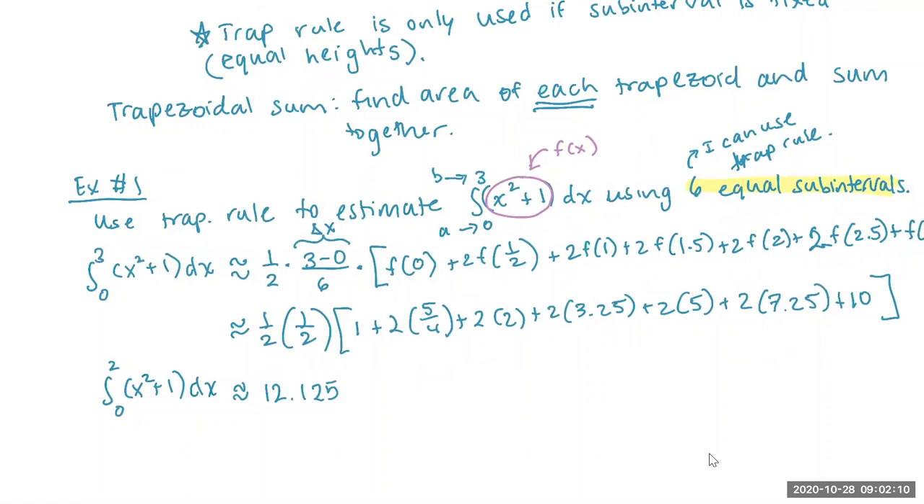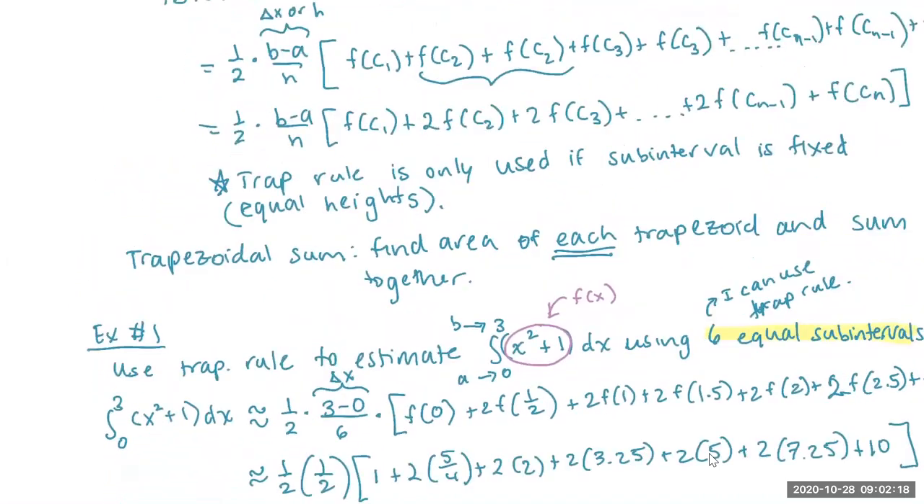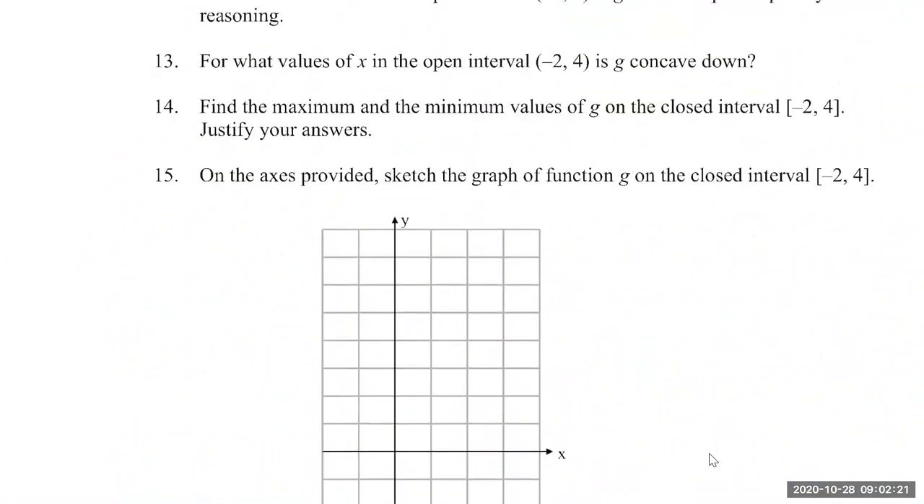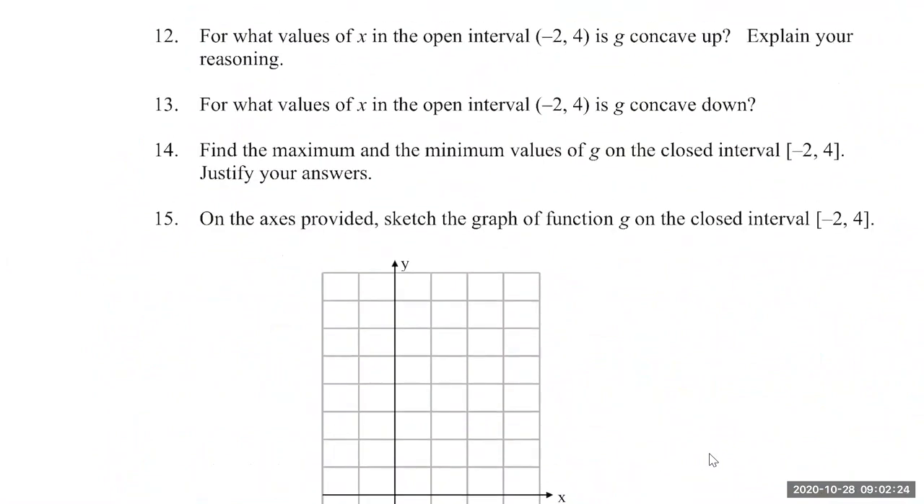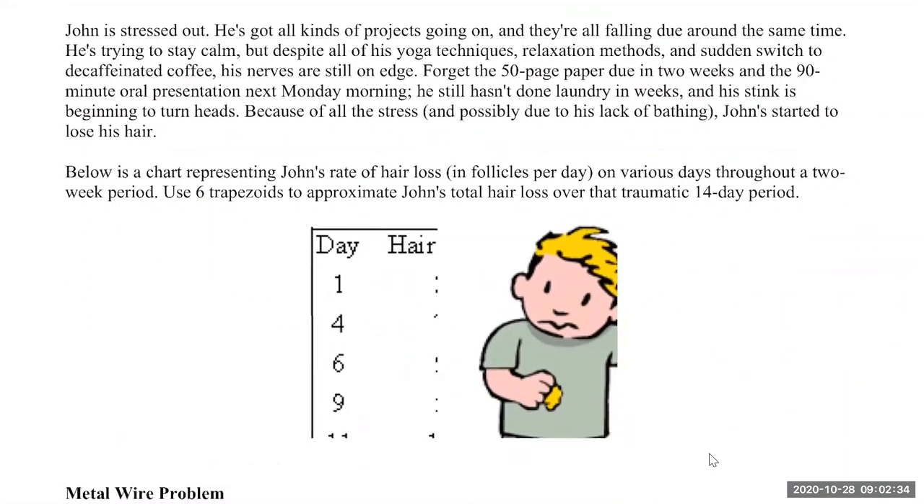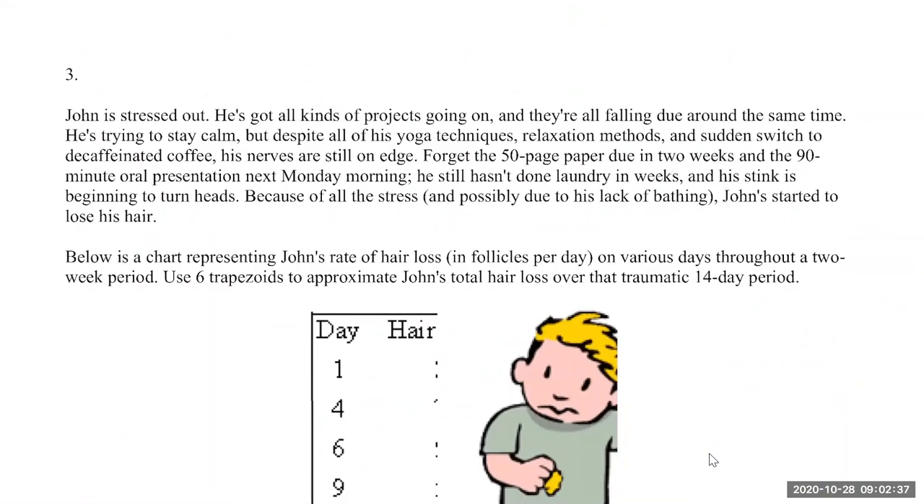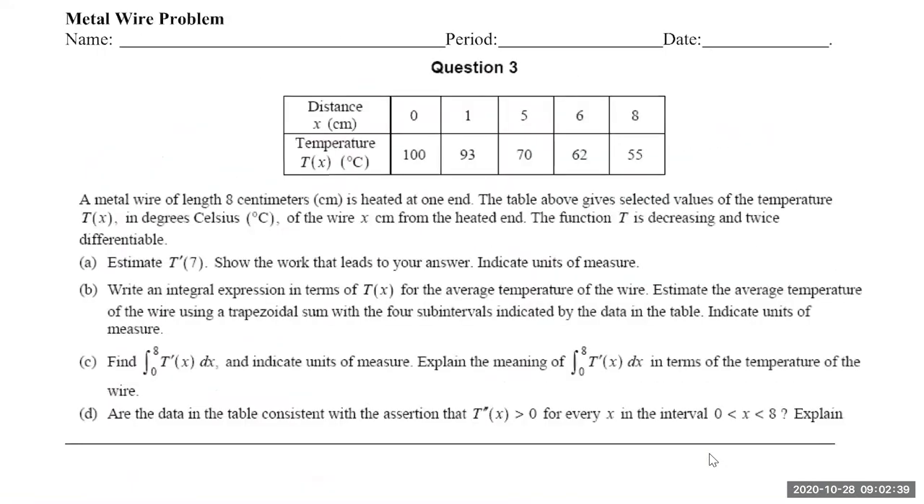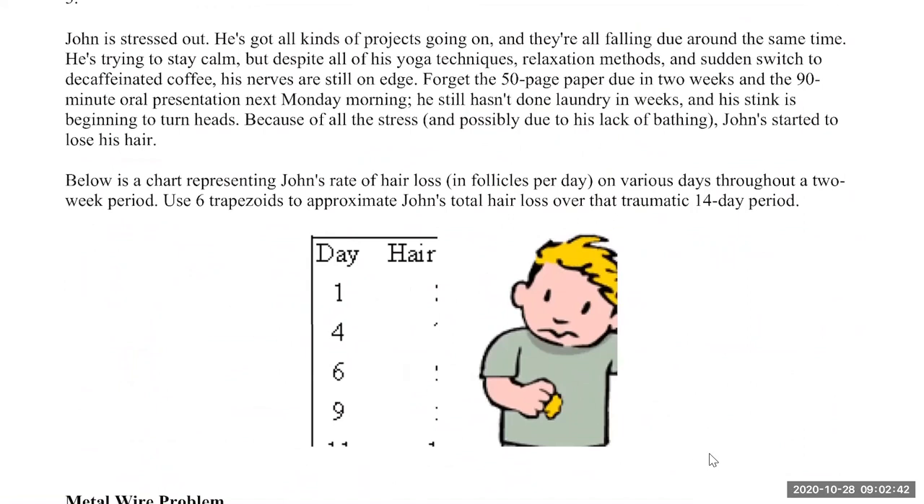I did want to show you guys an example on your homework that you would use the trap sum for. So if you can find your packet at this point, I'm going to come back to this in a minute. Let me find the page so I don't give you a headache scrolling. Tonight you had on your homework assignment, can you take a moment and read on page 10, the John's hair rate loss problem. And I'm going to fill in the table of values for you.